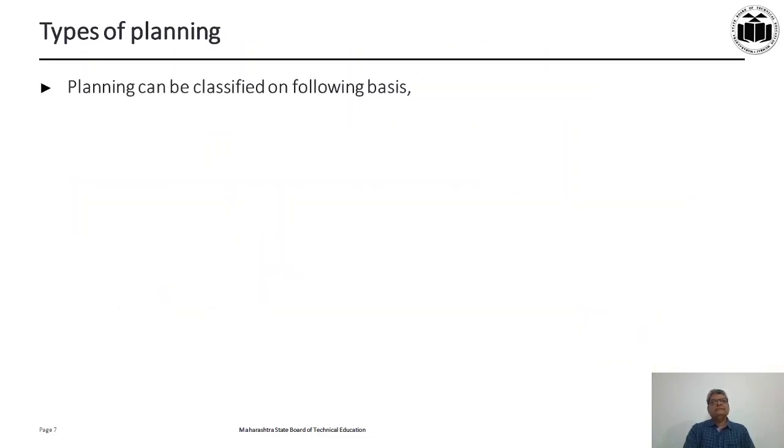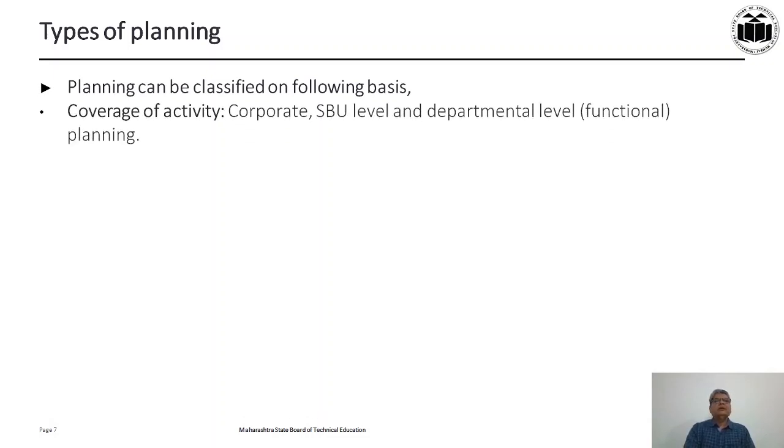Types of plan. Planning can be classified on the following basis. Coverage of activity. That means whether it is at the corporate level, at the strategic business unit level, or at the departmental level, that is the functional level.